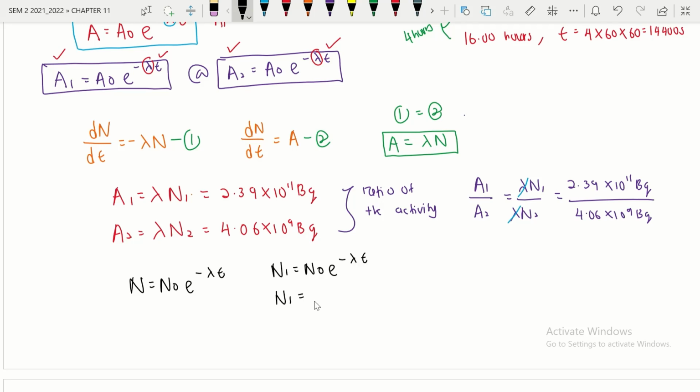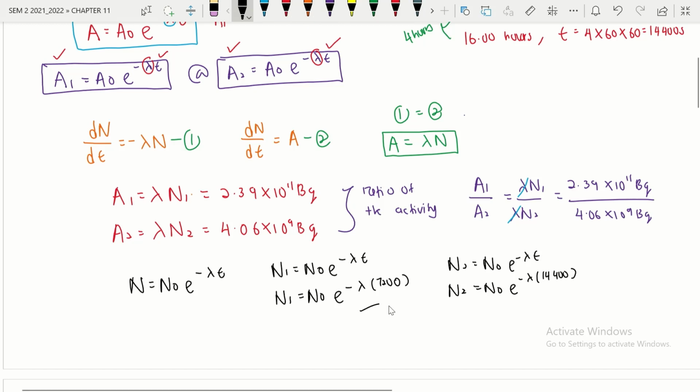We don't know the number of nuclei remaining for the activity at 14 hours. The initial nuclei number we also don't know, it's okay, but we know the time taken. So the time is 7,200 seconds for the activity at 14 hours, which Miss labelled as A1 earlier. Whereas for N2, the time taken is 14,400 seconds. So from here we take the ratio again.